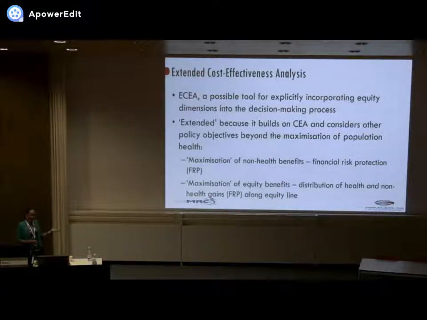So, we've heard about the distributional cost-effectiveness analysis, but the extended cost-effectiveness analysis is another possible tool for explicitly incorporating these equity dimensions into the decision-making process. It's called extended because it builds on cost-effectiveness analysis and considers other policy objectives that are not just maximization of population health. So we're looking at things around maximizing non-health benefits, financial risk protection, poverty cases averted, and importantly, maximizing the distribution of health and non-health benefits along some sort of equity lines.